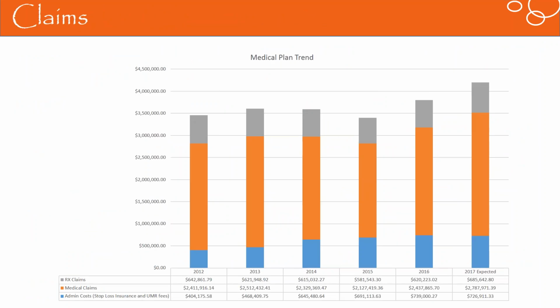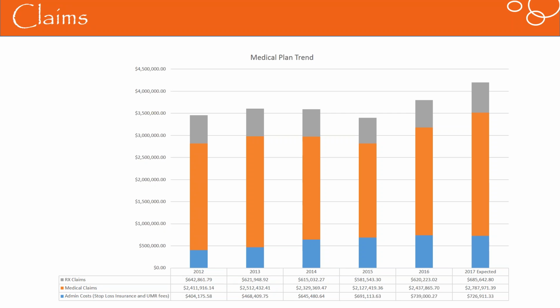So I wanted to talk about claims because this is going to lead into some of our changes for this year. Unfortunately, in the stock market, they say what goes up must come down. Housing, whatever. With healthcare, it's just up, up, up.